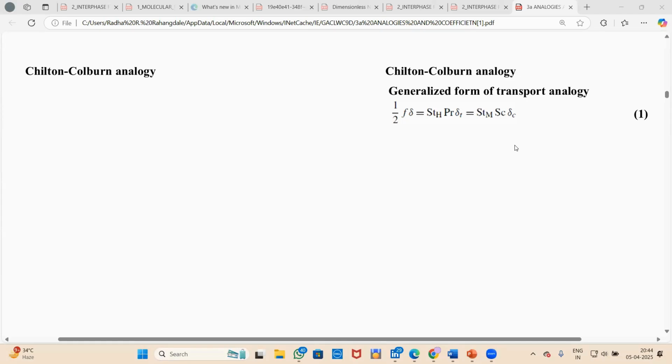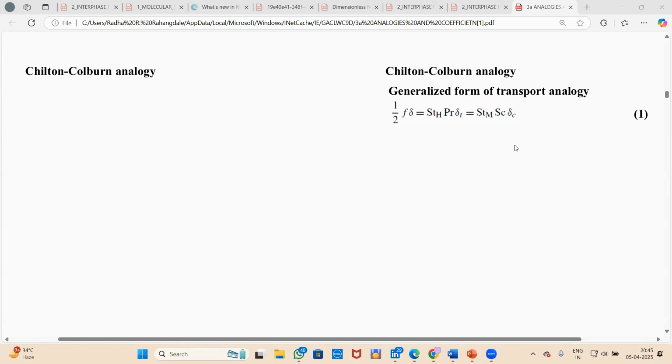Now we will move forward with Chilton-Colburn analogy. We have seen the Reynolds analogy. Reynolds analogy is valid for only gases. We can't apply Reynolds analogy for liquids. So now we move forward and we will use Chilton-Colburn analogy. This is valid for both gases and liquids. It also has some limitations, which we will learn later on. But for now, we move forward.